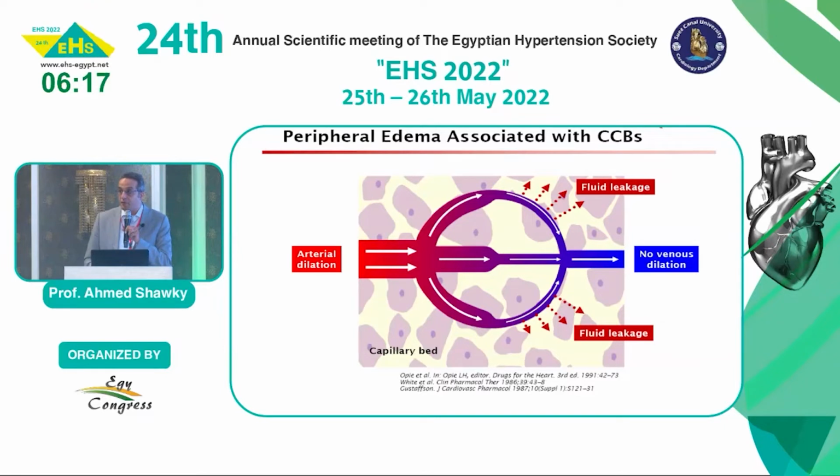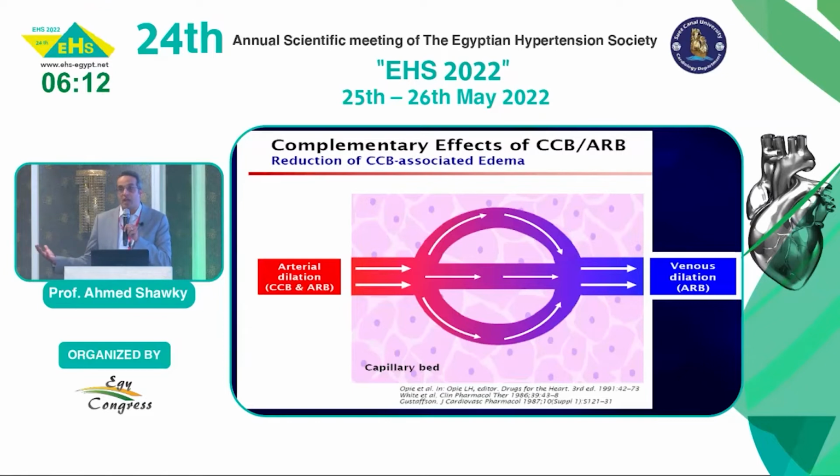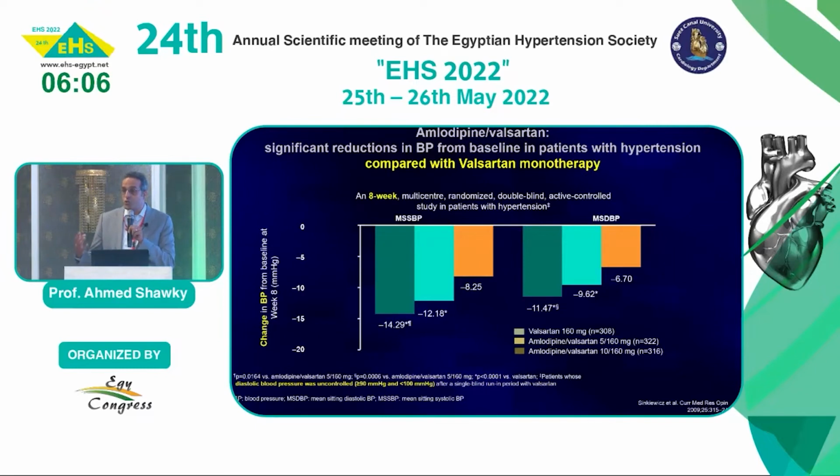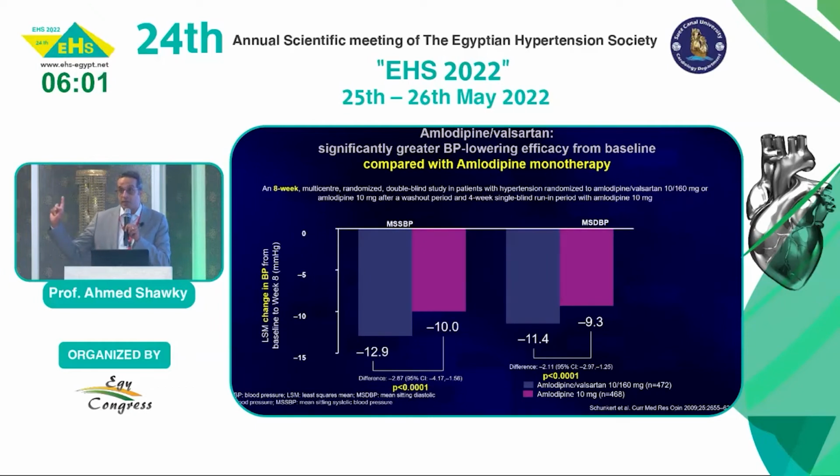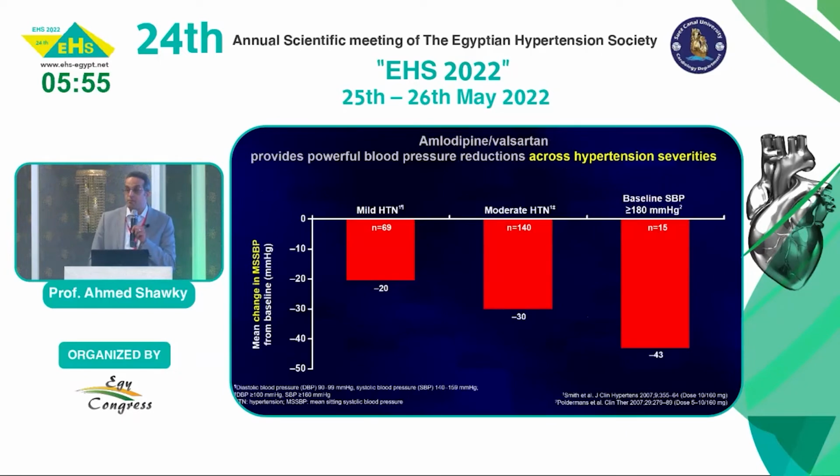And when we have peripheral edema that is associated with the use of amlodipine or felodipine, this decreases when we have venous dilatation by a RAS blockade like valsartan. Also, the combination is proven better than a monotherapy with valsartan or amlodipine, more powerful. This is the first step, reduction of blood pressure that we're looking for. Also, it provides incremental blood pressure reduction. That is to say, if the patient has mild hypertension, the reduction will be a little bit less. If he or she has severe hypertension, the blood pressure reduction can achieve up to 40 and thus go into the target blood pressure range.